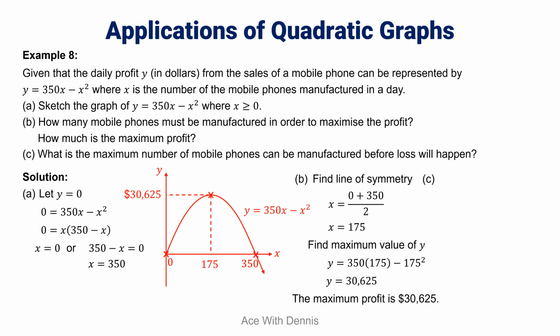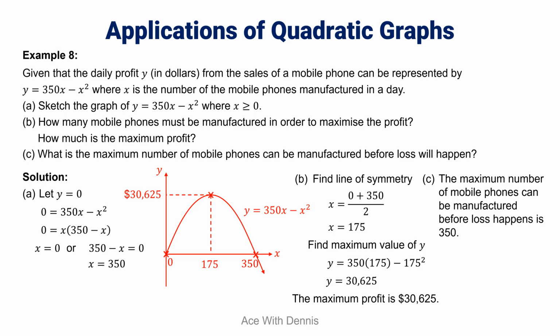So C, to find the maximum number before loss will happen, we have to look at the second root, 350, because after 350, we can see that the curve goes below the x-axis, which means we will have a negative profit or loss. Then the answer will be the maximum number of mobile phones that can be manufactured before loss is 350.